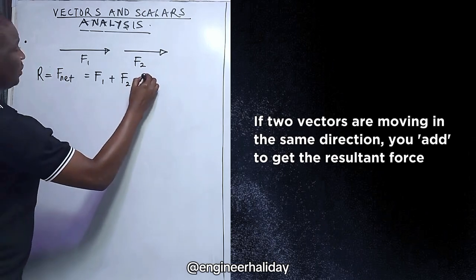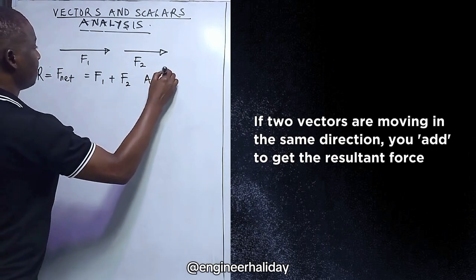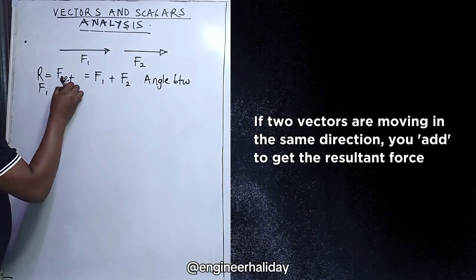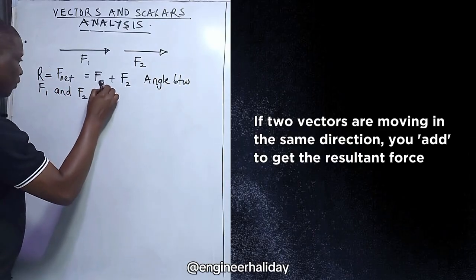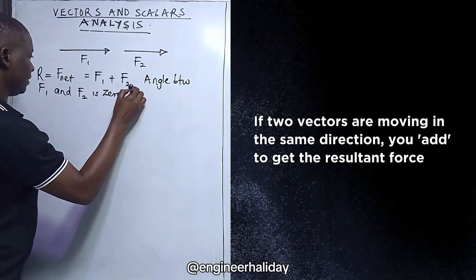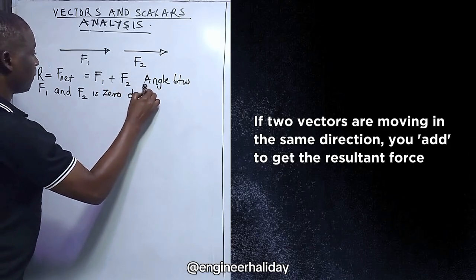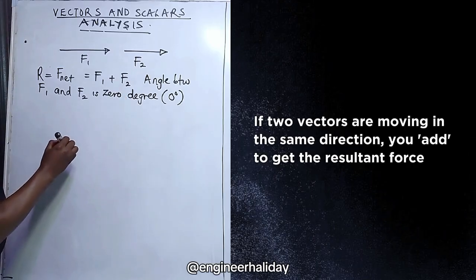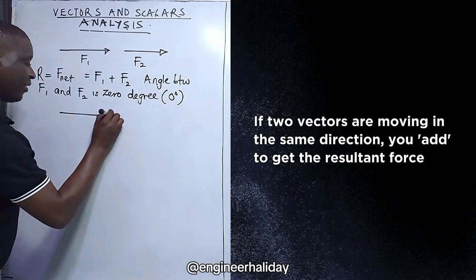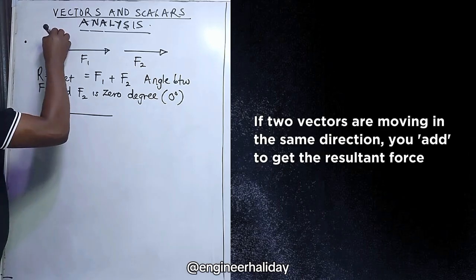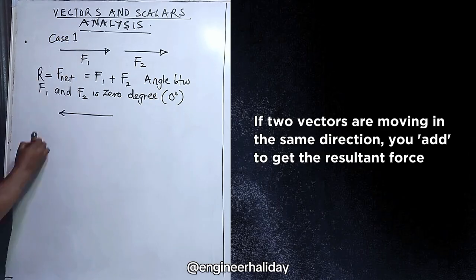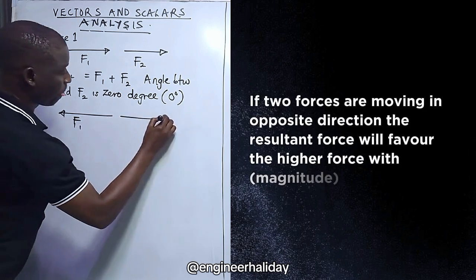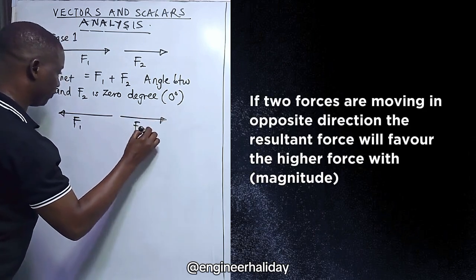The angle between F1 and F2 is 0 degrees. So now we understand that one. Now, what if they are moving in opposite directions? Let's call this one case 1. Case 2: let's say they are moving in opposite directions. Let's call this one F1 and this one F2.